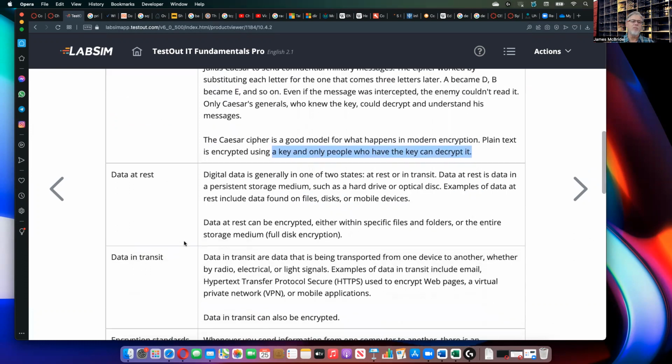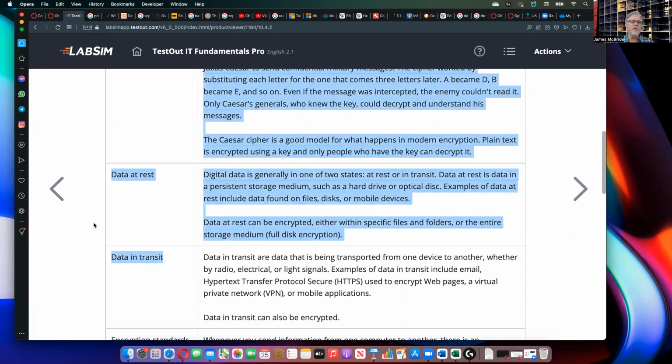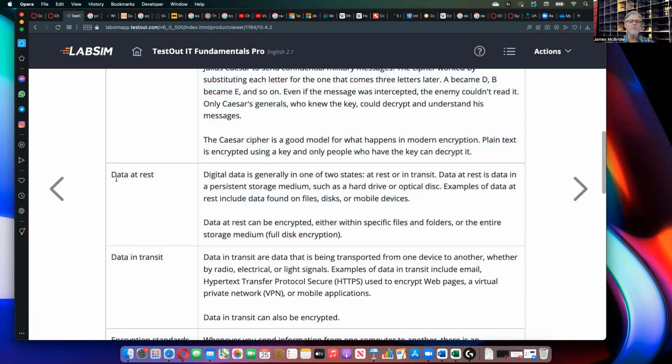Anyway, two terms: data at rest and data in transit. Those are pretty self-explanatory. Data at rest is sitting on your hard drive. It's sitting on your flash drive. It's not doing anything. You're not using it. It's just sitting there. It might be on an optical disk, whatever. And you can encrypt things using full disk encryption. So most operating systems will include the ability to encrypt files on them, which you get a chance to do in this section.